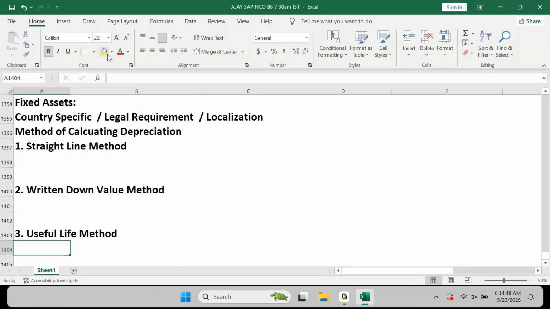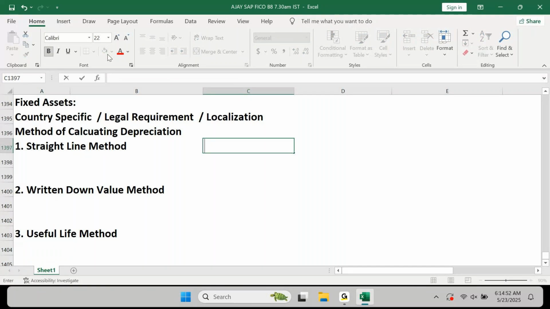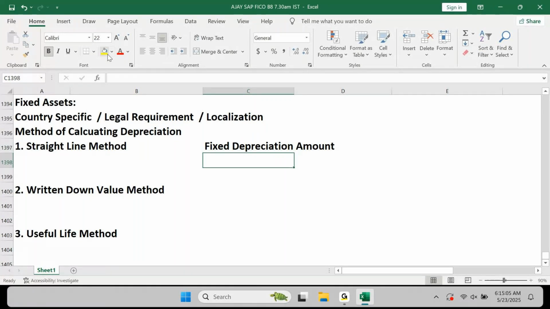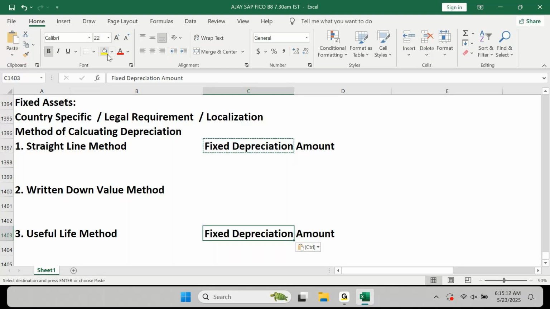Now, straight line method means this is a fixed depreciation amount. Is this correct? Yes, sir. Useful life is also the same.